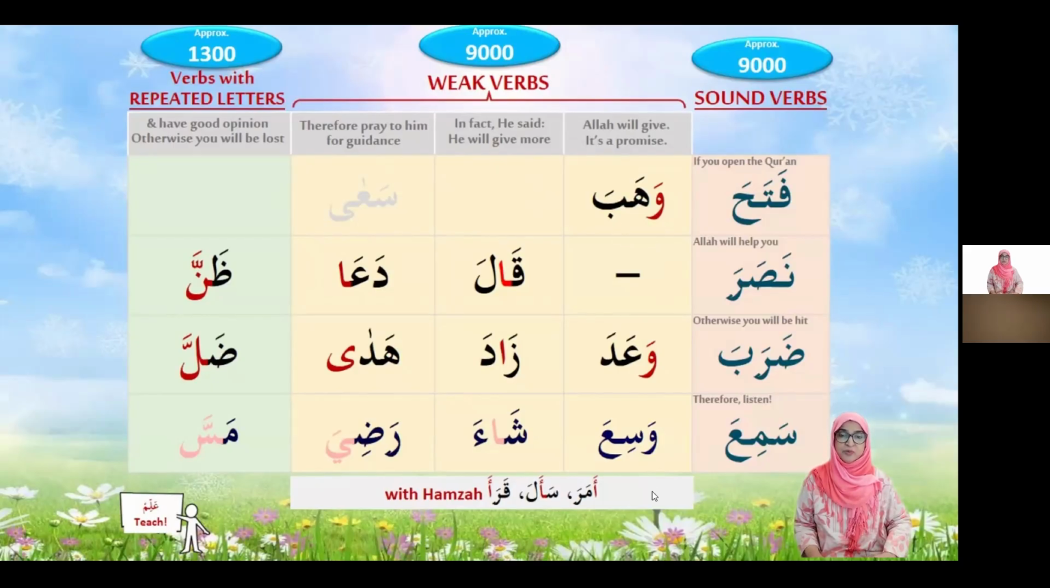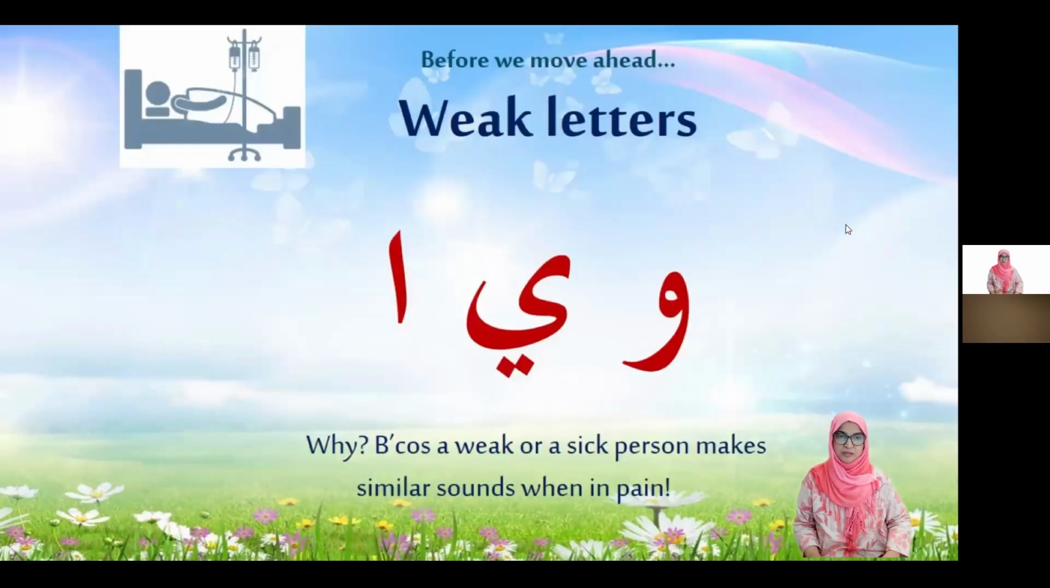Now the next one we are doing, look down there, with Hamzah: amara, sa'ala, qara'a. So these are all verbs with Hamzah in them. Amara, the first letter is Hamzah. Sa'ala, the second letter is Hamzah. And qara'a, the last letter, the third, is Hamzah. So today we are going to work on amara. Before we start amara, let's quickly revise. What are weak letters? A weak letter is a letter which has a, e, u in it: alif, ya, waw, because a, e, u are the weak letters.